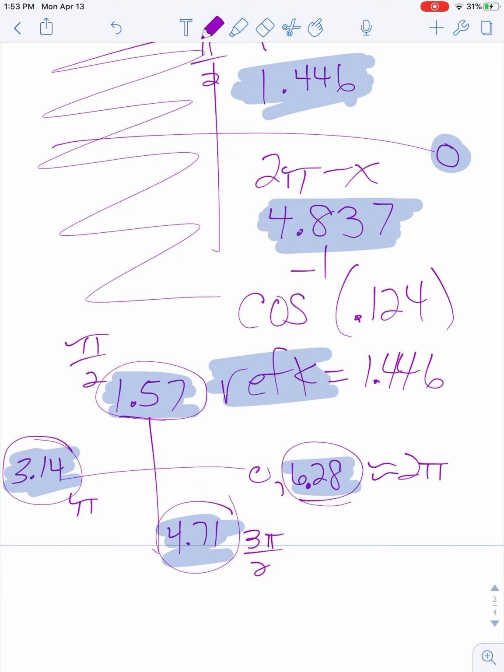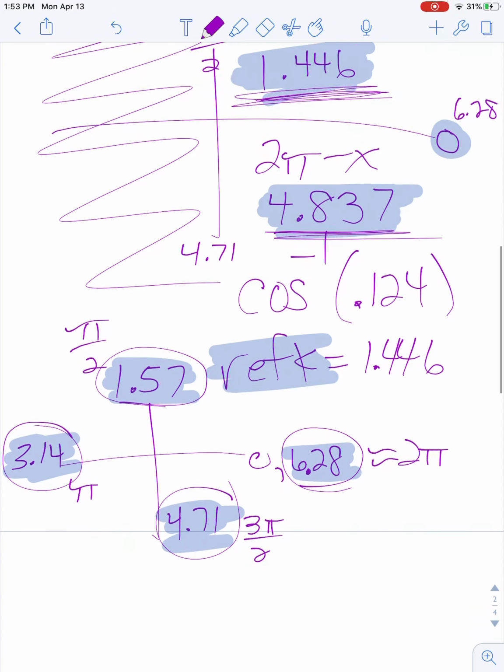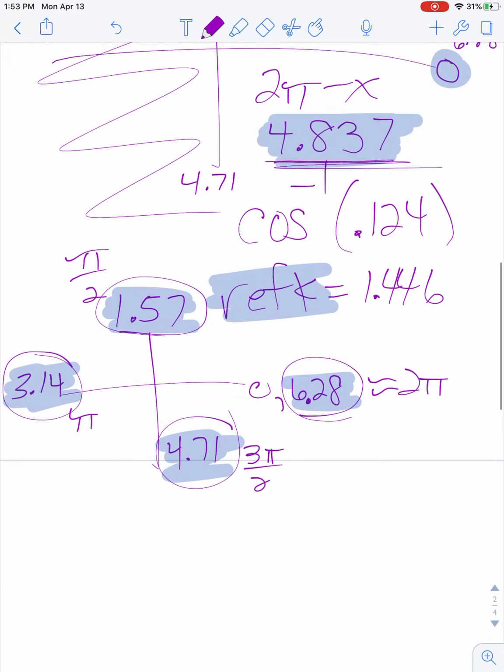But you should recognize those numbers so that when you go back and check, you say, okay, 4.837, is that between 4.71 and 6.28? Yes, it is. Is 1.46 between 0 and 1.57? Yes, it is. Because again, you're going to have decimals coming out of your ears, decimals all over the place, and it's going to get ugly if you don't understand what they mean.